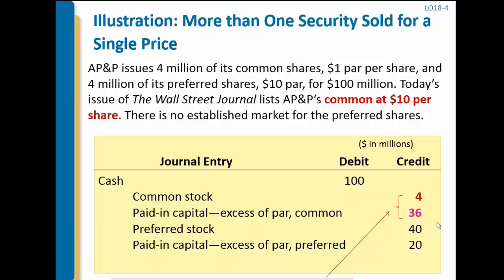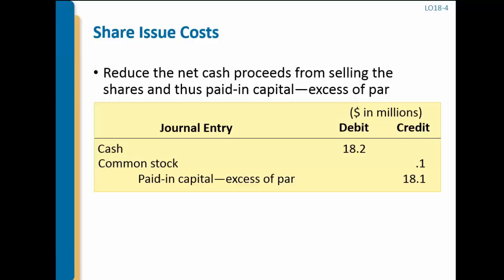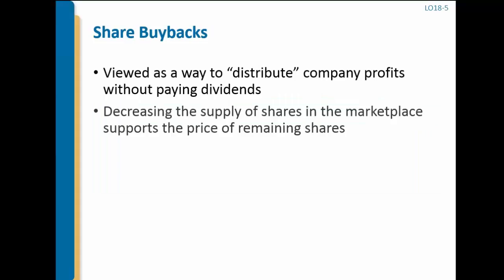So the difference is the 60 million, and that's where you want to allocate to the preferred stock. Shares issued at cost reduce the net cash proceeds from selling the shares and thus paid in capital in excess of par. Okay, so the idea is that whatever we receive, the common stock is going at par value, and everything else is going to paid in capital in excess of par.